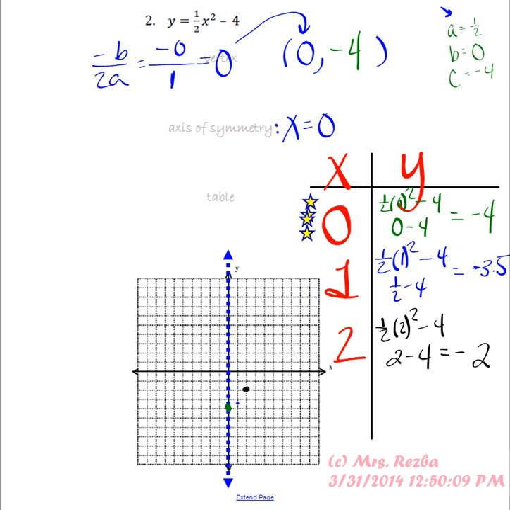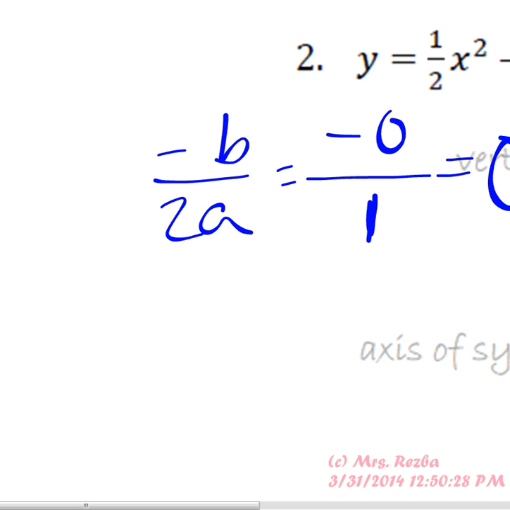So there right now are my points. I've taken each point of my table. My vertex is the first point. There he is. My x equals 1 is the next point. There he is. And my x equals 2 is the final point, and there he is. So now what I need to do is zoom in on this graph.